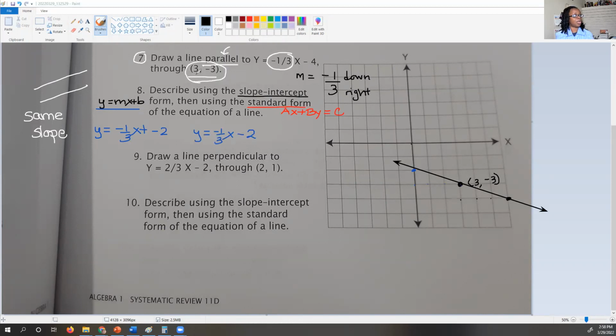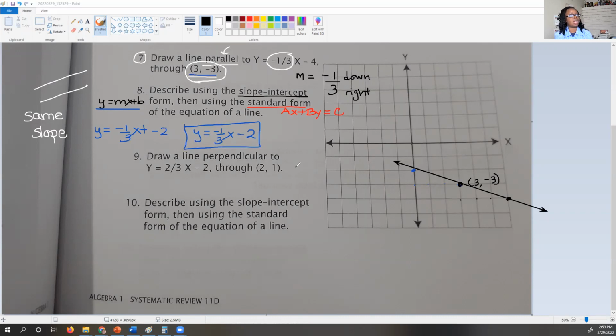Now I could plug this point into this equation to figure out what the y-intercept is, but I just decided to do the opposite to figure out where this other point is. So I can use the graph to figure out the other point. So that's slope-intercept form. And then I want to put it in standard form.